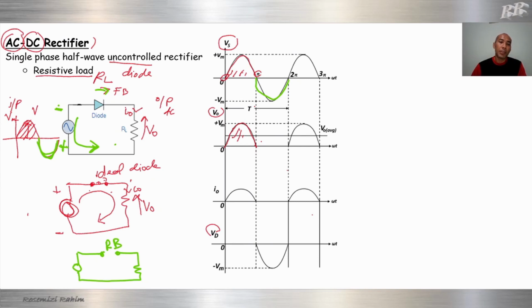When there is an open circuit, current cannot flow. I equals 0. So when I equals 0, there is no voltage drop here, meaning the voltage drop will be equal to 0 volts. This is during pi to 2 pi. At this time, there is no voltage drop here, so 0 volt. The output will be 0, and current is also 0.